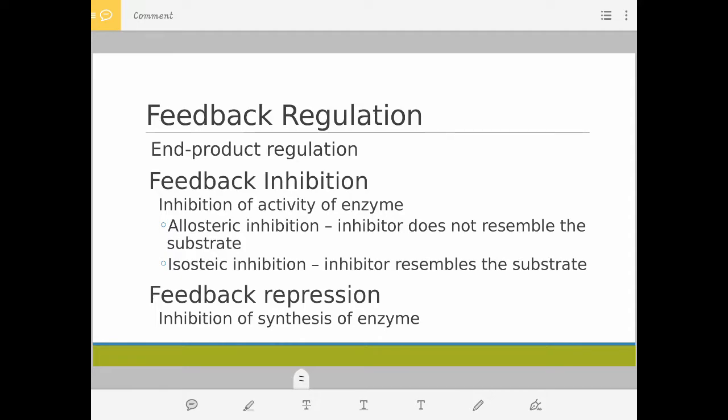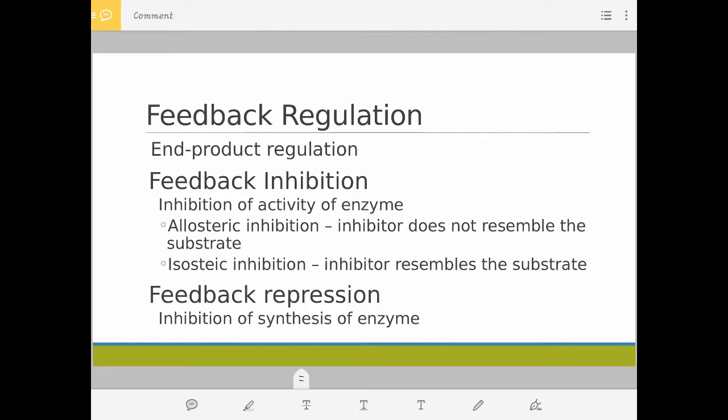One of the most well-known is feedback inhibition, where the activity of the enzyme, usually the first enzyme of the pathway, is inhibited by the end product of that specific pathway. So how do they do that? There are two major ways.